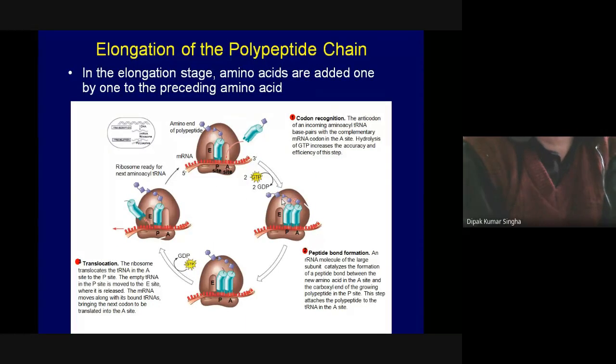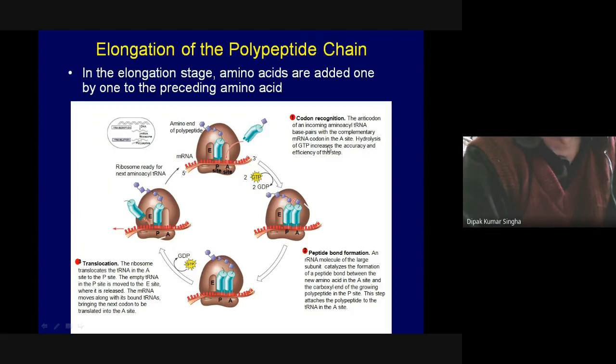Elongation of the peptide chain: in the elongation stage, amino acids are added to the preceding amino acid. The first enzyme is peptidyl transferase. Here is the exit site, and this is the amino acid mRNA sequence. In that sequence, the anticodon binds in codon recognition. The anticodon of an incoming aminoacyl-tRNA base pairs with the complementary mRNA codon in the A site.